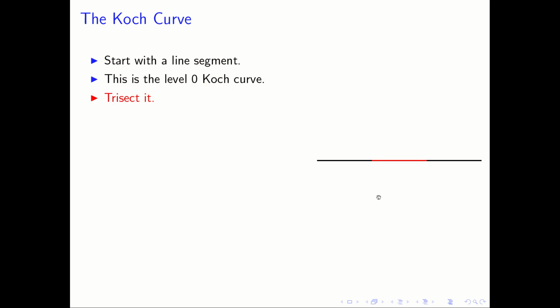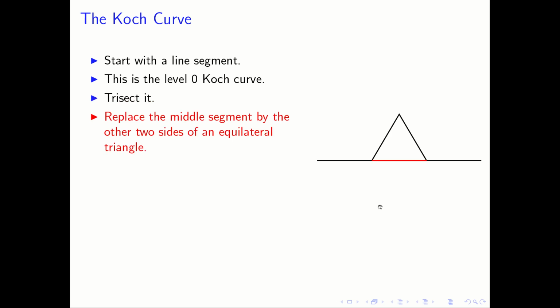We first trisect the curve. I hope you can see this clearly here. I have broken up the original black line into 3 pieces. Now I have a black line, a red line in the middle, and a black line. You then drop the middle segment and replace it by 2 sides of an equilateral triangle that you would have drawn on it. So although I have retained the red line in the picture, that's just a guide to the eye, what has happened here is that what was originally a straight line has become this zigzag line. So this gives us what is called the level 1 Koch curve, the first iterate.